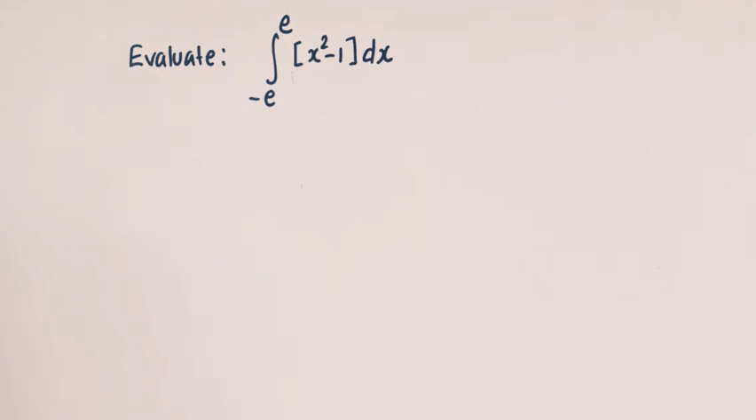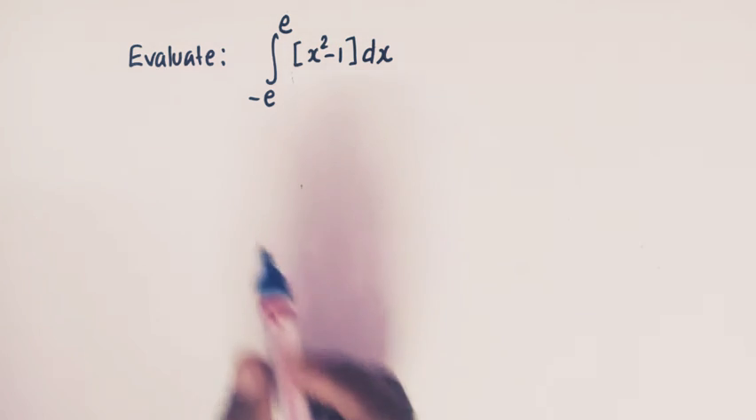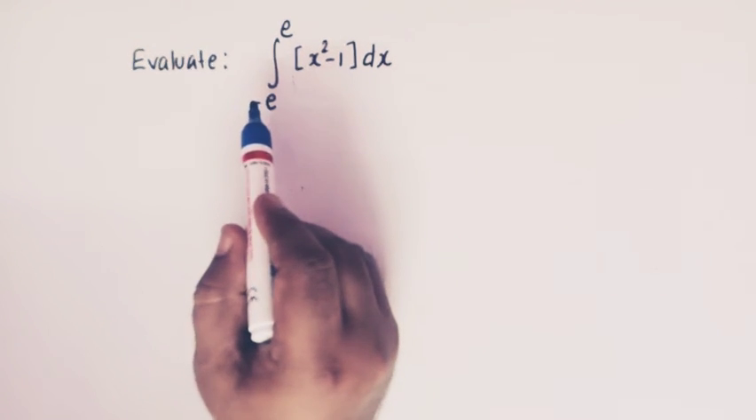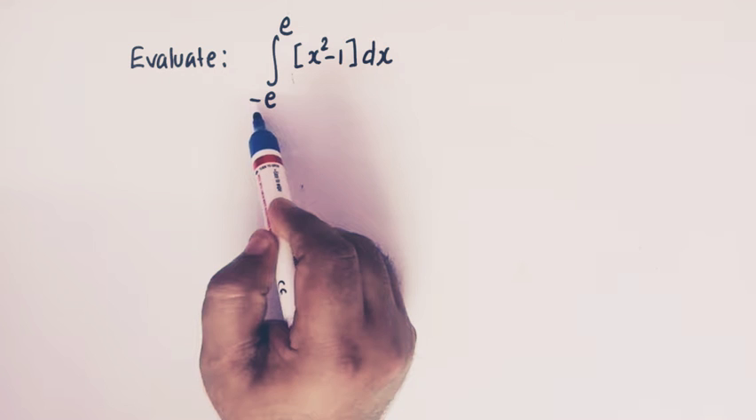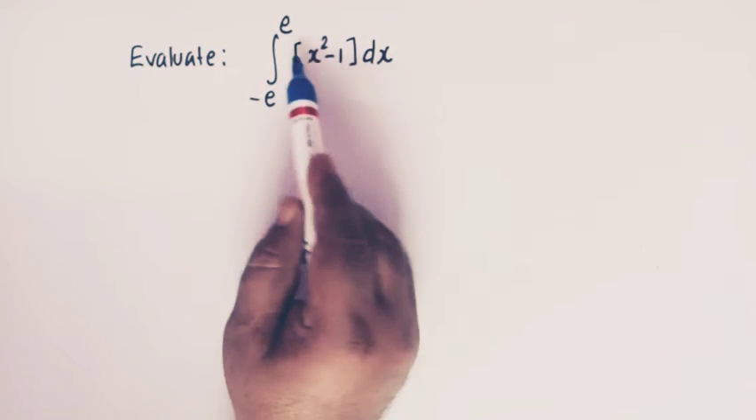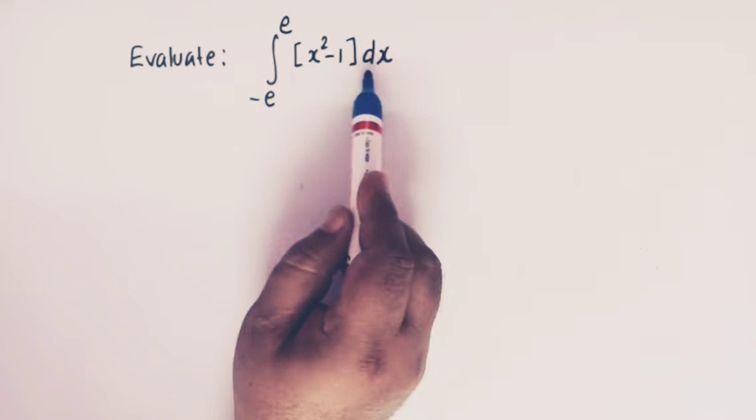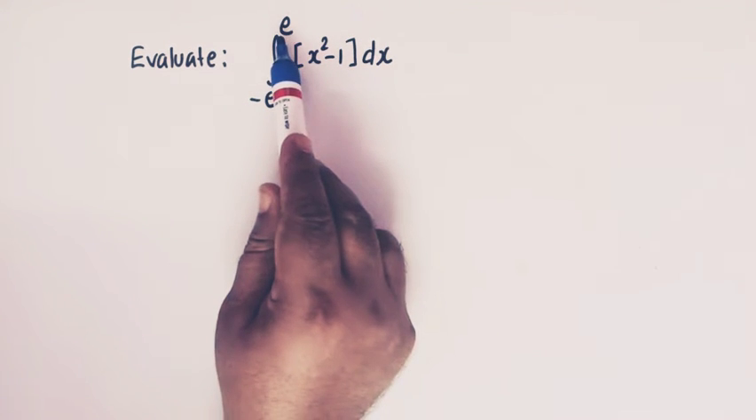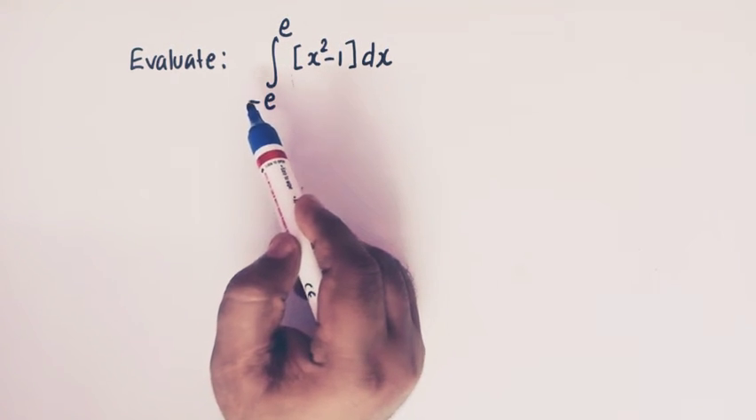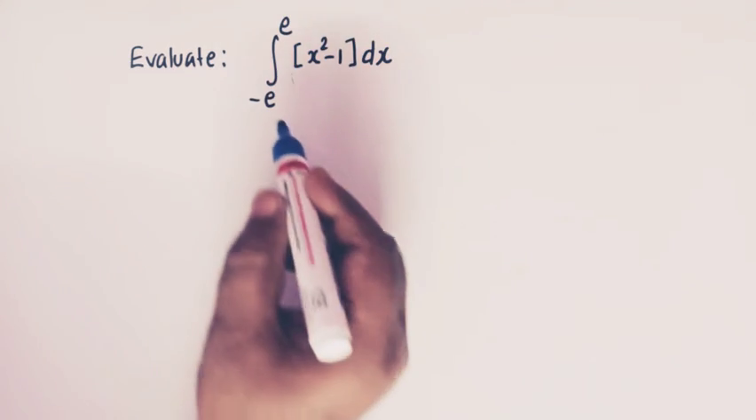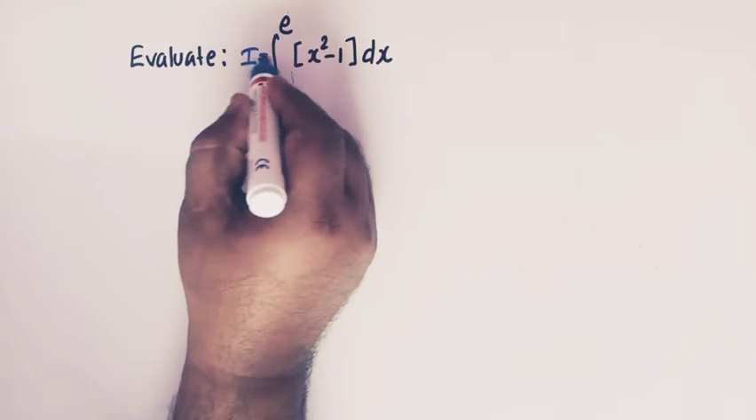Hello viewers, in today's class we are going to discuss an important definite integral involving the greatest integer function. Let us solve this definite integral from minus e to e of the greatest integer of x square minus 1 dx, where e is the exponential number. Let us call this integral I.